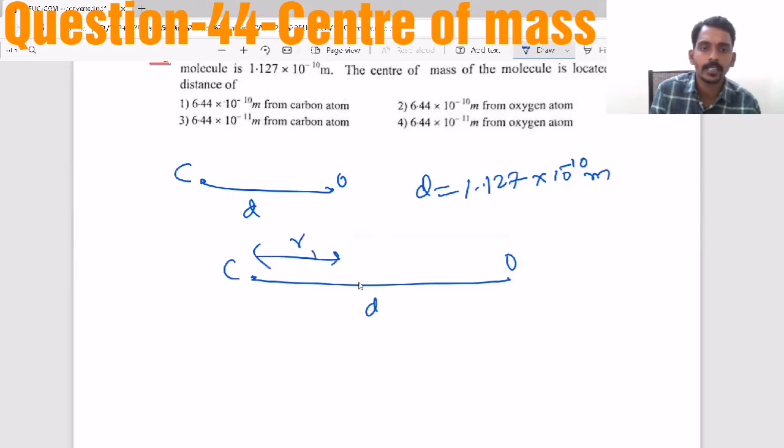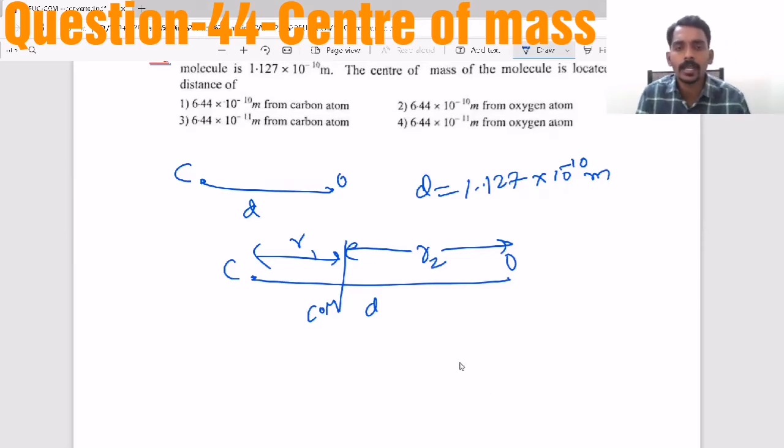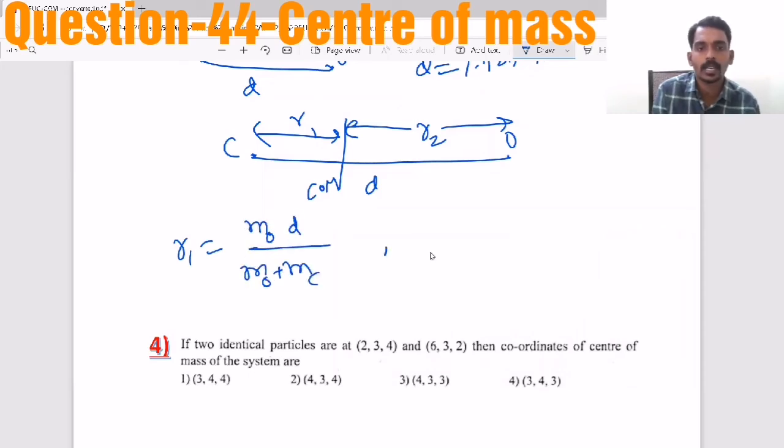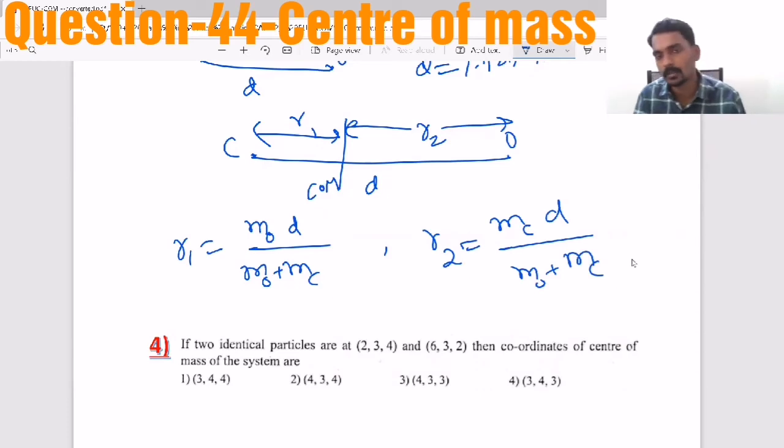Now let's take it is at a distance R1 from carbon. This is the center of mass. It is at a distance R2 from O. Just like I explained for the two particle system, R1 from carbon is mass of oxygen into D by mass of oxygen plus mass of carbon. And R2 from oxygen is mass of carbon into D by mass of oxygen plus mass of carbon. So if you find R1, R2, then you will come to know which option is suitable.